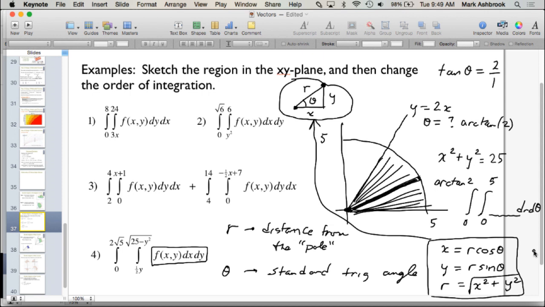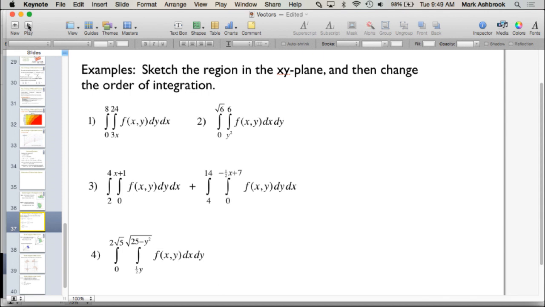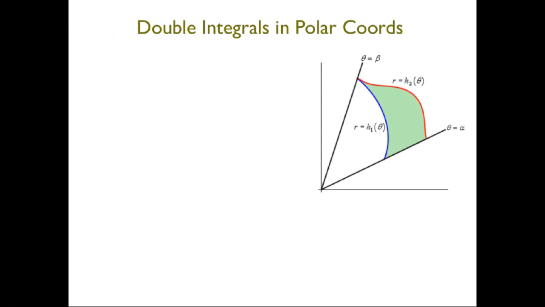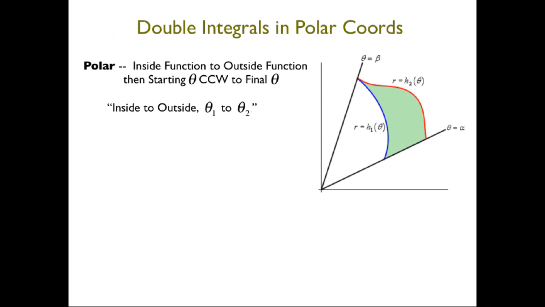So I have a slicker slide here for you. So here's what we're talking about now. Polar: inside to outside, and then a starting theta counterclockwise to a final theta. So from inside, closest to the pole, to outside, away. And then from a starting theta to a final theta. They called it alpha and beta. I called it theta 1, theta 2. Same difference.